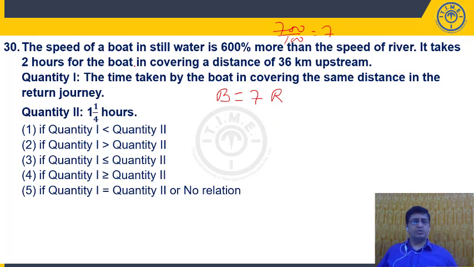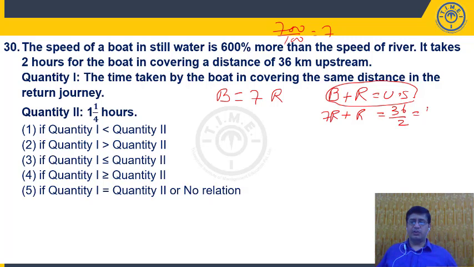It takes 2 hours for the boat in covering a distance of 36 km upstream. Upstream means B plus R is the upstream. Now the value of R is equal to R. Now B is equal to how much? It is 7R. Simplify. It is equal to 36 kilometers in 2 hours. Now which is equal to 18.